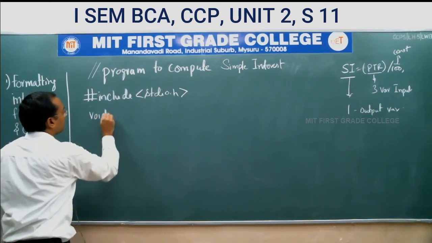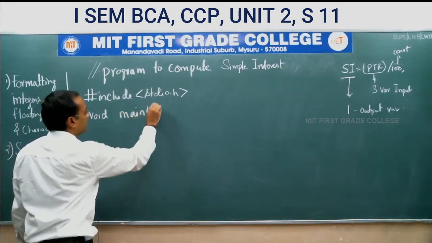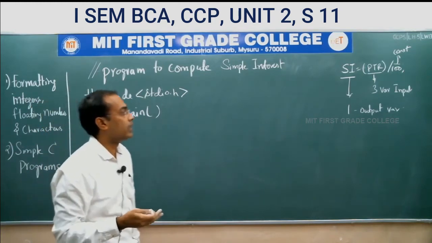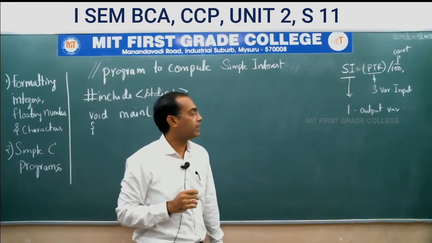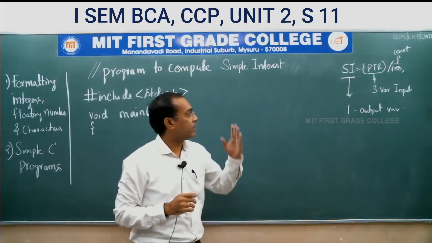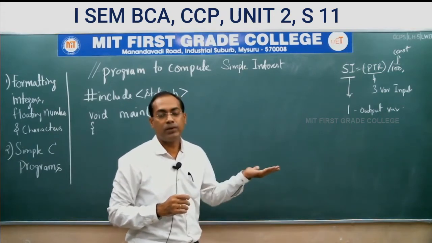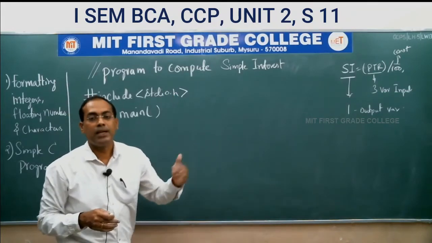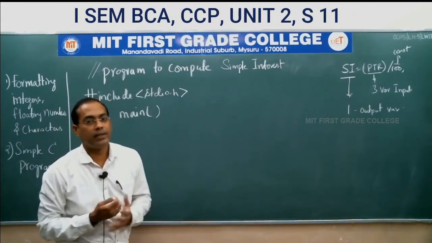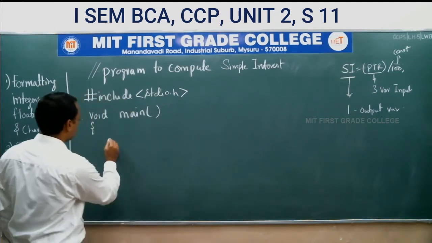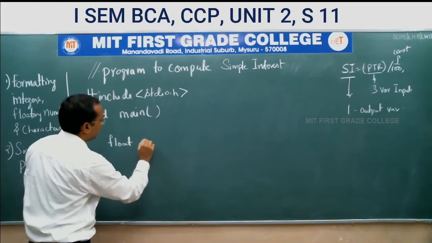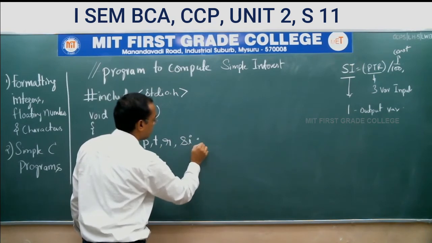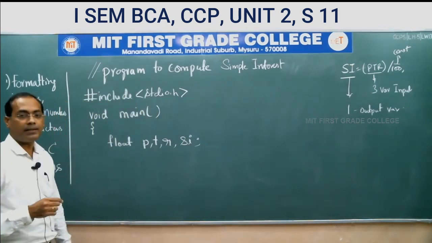Next, the main function, void main(), open the curly bracket, declare the variables. So what kind of variable has to be declared? Whether we have to declare it as an integer or as a floating number. Since we know that anything having a division sign will result in a floating number, we'll go with the floating point declaration. So float P, T, R as well as SI. So these are the variables that we have declared.